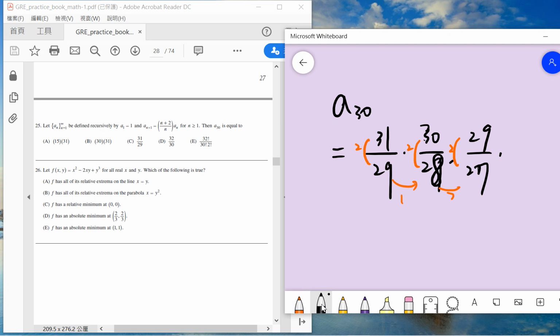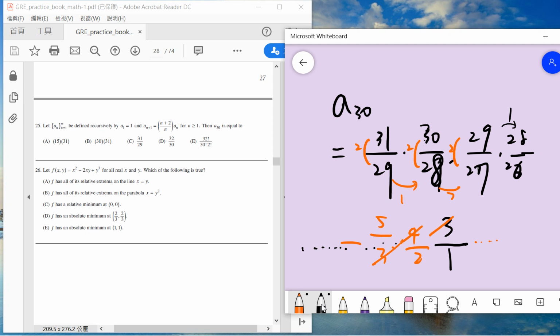So we just keep writing. Differ by 1 until it becomes 1 and 3. And this is the answer. Then you can check that you can delete this.